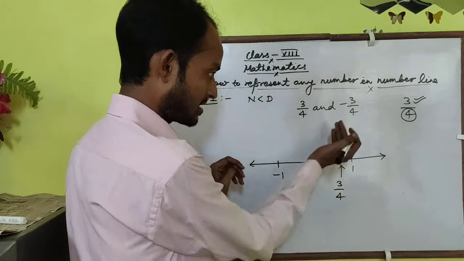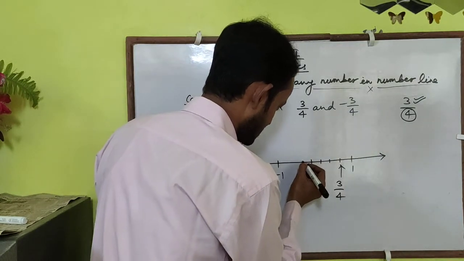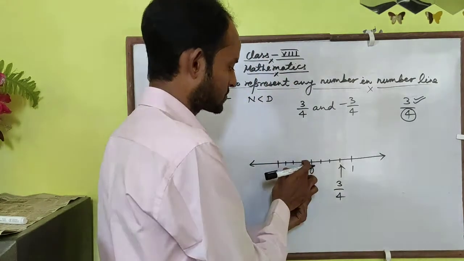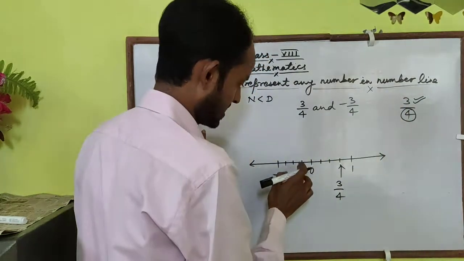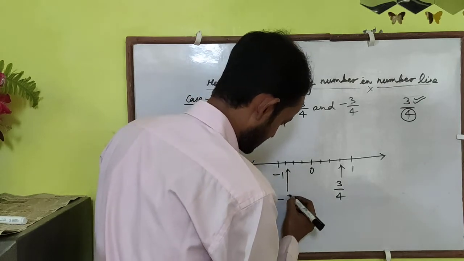If we take the negative side and represent minus 3 by 4, first of all we divide 0 to minus 1 into 4 equal parts: 1, 2, 3, 4. And the number of parts taken is 3: 1, 2, 3. It means here is minus 3 by 4.